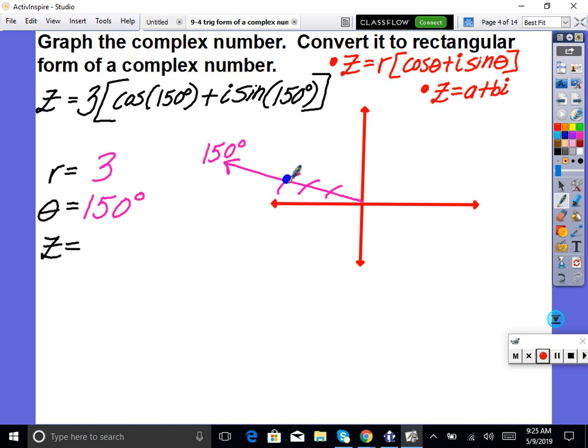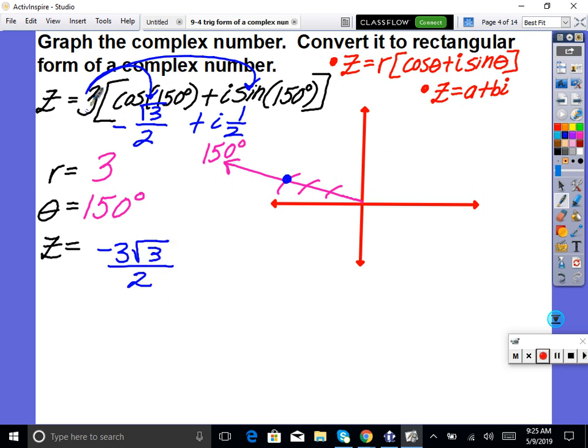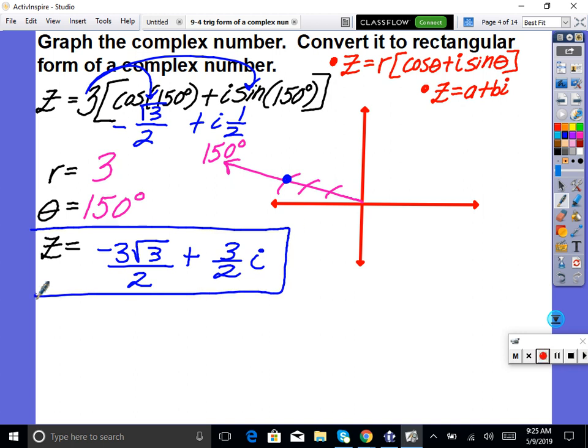Okay, good. Now instead it says convert it. So what would we do? Just calculate. What is the cosine of 150? Root 3 over 2 or negative? Okay, and then we have plus i times 1/2. So we take 3, distribute in. So wouldn't we get negative 3 root 3 over 2 right here, plus 3 over 2 i? And that is the a plus bi form. So pretty easy stuff. Okay, great.